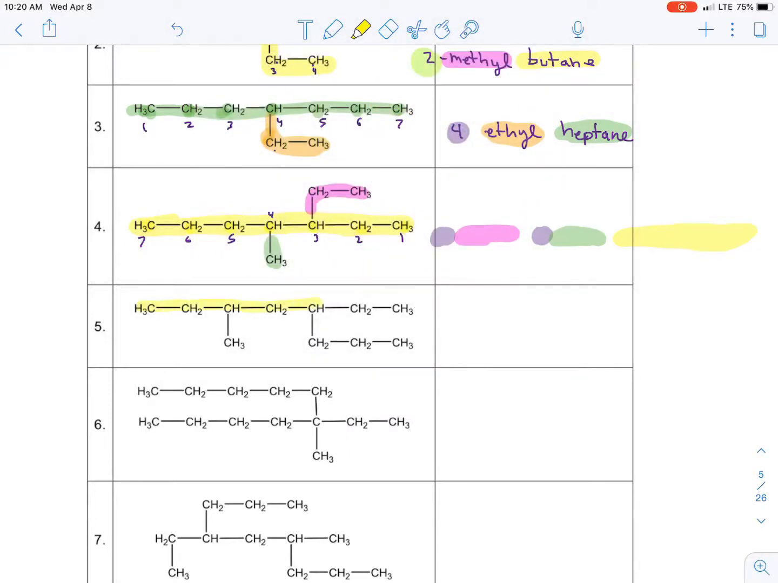Longest chain. Oh, let's see. 1, 2, 3. This is the closest side. 1, 2, 3. Right? If I'd have counted this way, 1, 2, 3, 4. It would have been 4 to the chain. So no, that's no good. Watch, I don't want to erase my highlighted chain. Okay. So that's 3, that's 4, that's 5, 6, 7, 8.